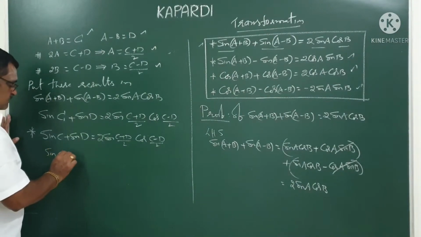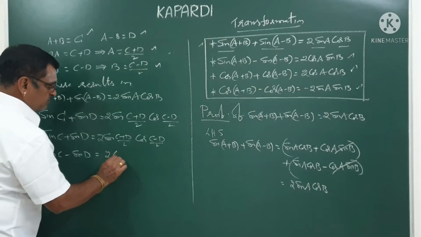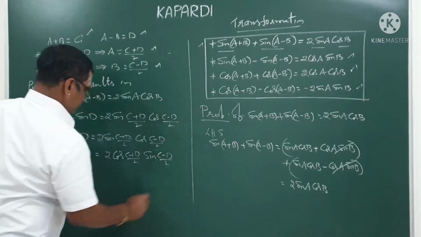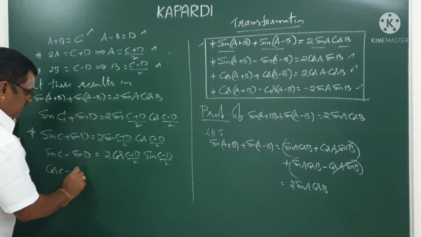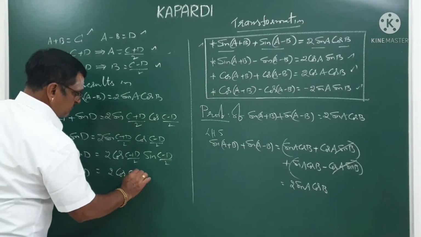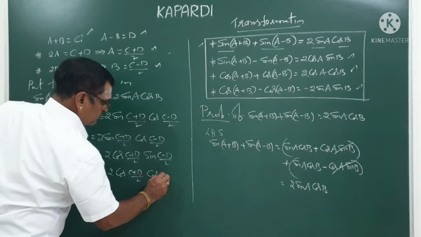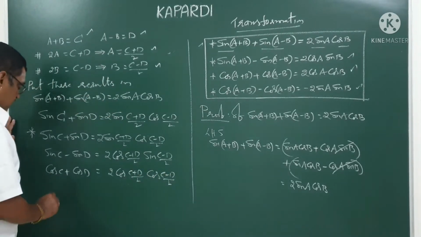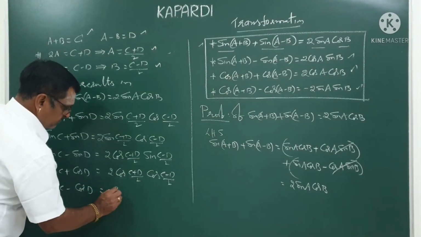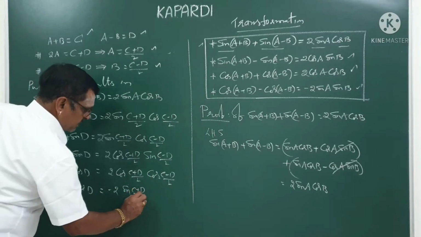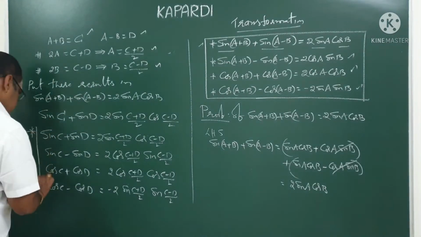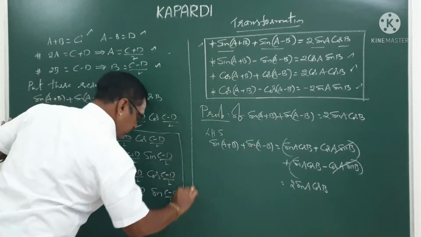Next one, sin c minus sin d is equal to 2 cos c plus d by 2 sin c minus d by 2. Cos c plus cos d is equal to 2 cos of c plus d by 2 into cos of c minus d by 2. Finally, cos c minus cos d is equal to minus 2 sin c plus d by 2 sin c minus d by 2. Now, this box is another set.